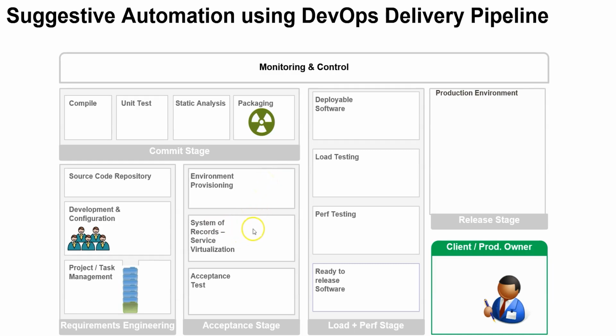Then system of records, nothing but if this application may require some inputs from other applications, those are virtualized, but we can concentrate here very little. Why? Because it will come in the initial stage of your software development life cycle. Then acceptance test, nothing but whether the product is working fine or not. Then deployable software is created. Deployable software means it can be given to the client or anyone. We can deploy it and we can test the application.